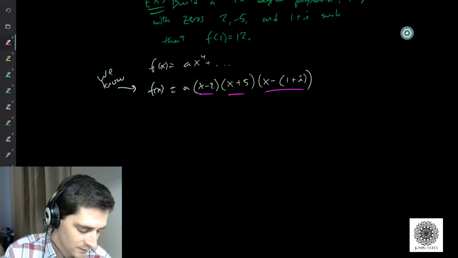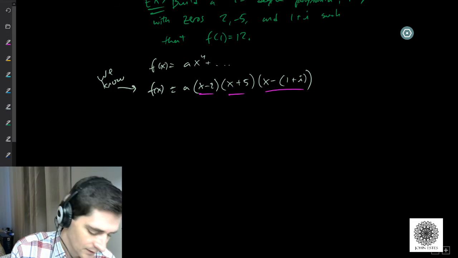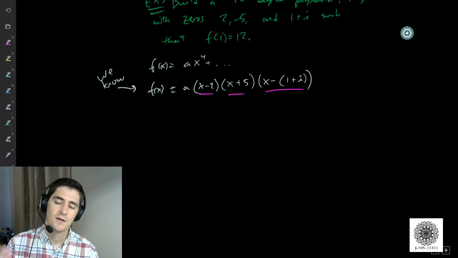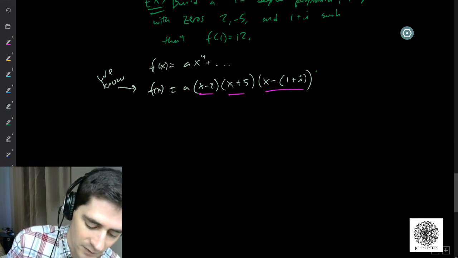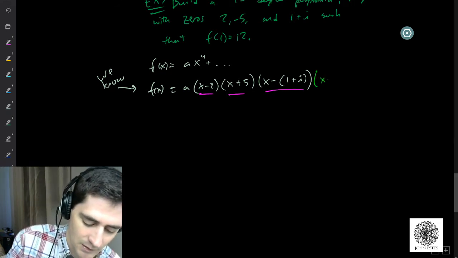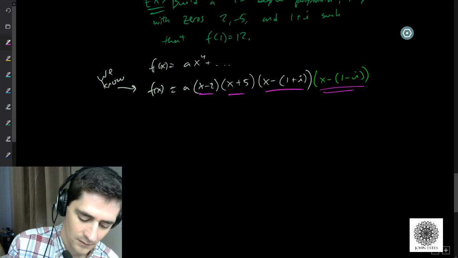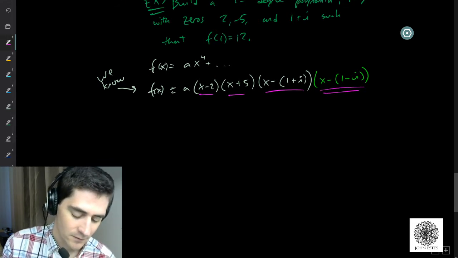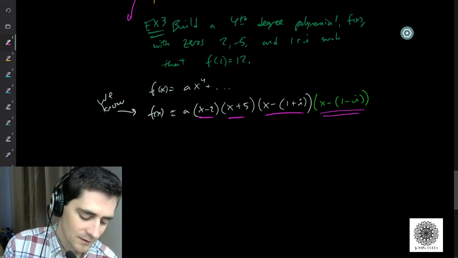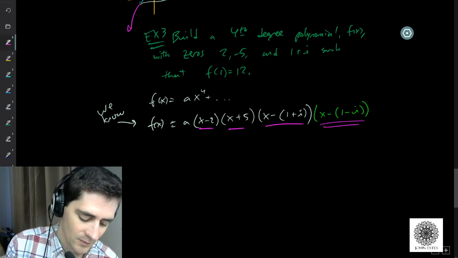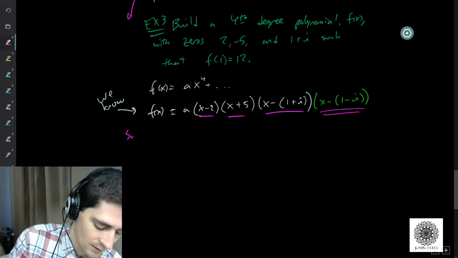What about that fourth zero? Well, don't forget, the conjugate root theorem says if you have one complex number as a zero, you get another one as a zero. So my fourth factor here is x minus 1 minus i, like that. So there's my fourth zero. Okay, so now I have a fourth order polynomial. The only thing is I don't know if it passes through that point.